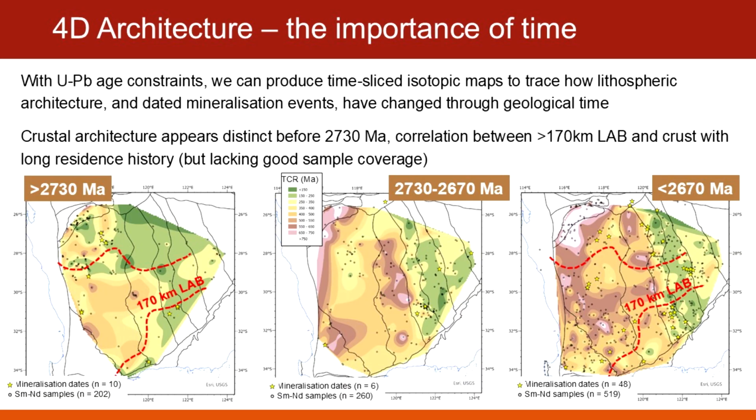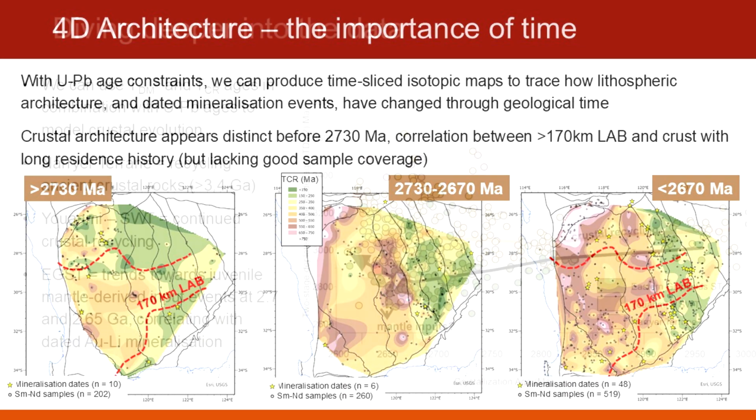The north-south terrane boundaries through here and through here, maybe not quite so apparent in the pre-2.73, but we need a lot more spatial coverage. We've only got 200 samples here versus over 500 in the younger slice. But this shows you the importance of integrating the isotopes as well as the uranium-lead age constraints, so we can actually start pulling together time slices and understanding the evolution of the lithospheric architecture through time.